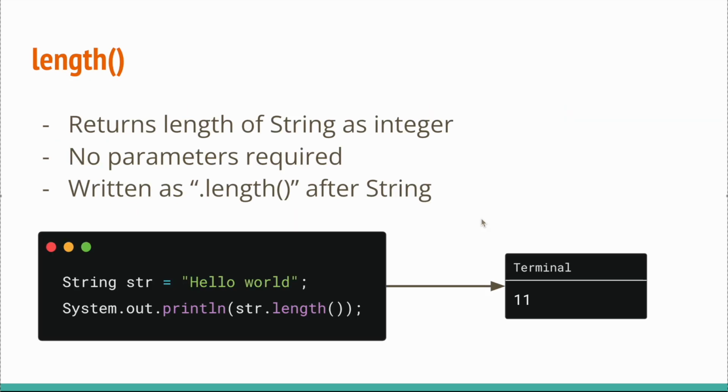Next, we have length. This returns the length of the string as an integer. No parameters are required, and it's written as .length() after the string. So in this case, since the string variable is str, we will just do str.length() and it will print 11. And this 11 will include this space character right here.